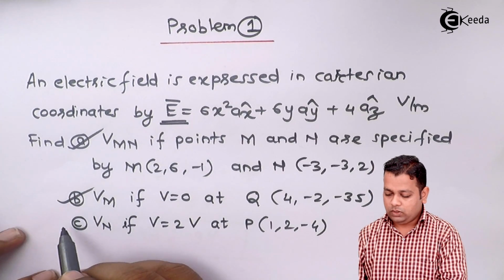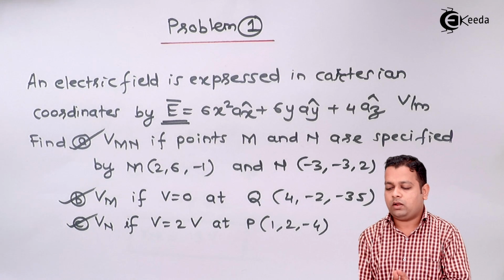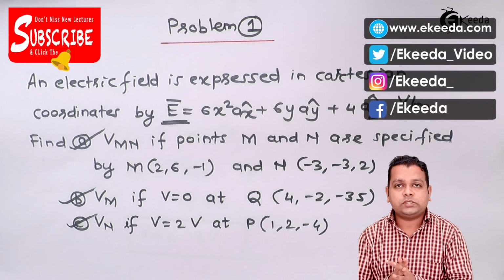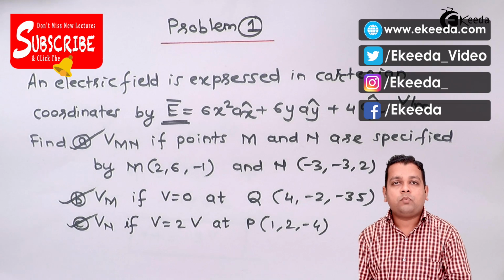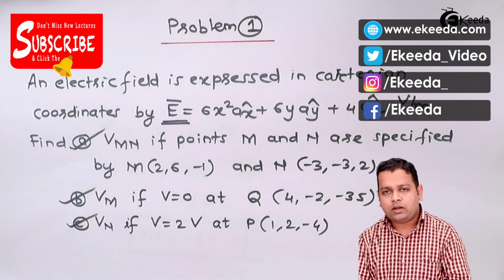So this way we are covered with part C. For the given electric field intensity vector, we are now able to get the values of potential difference between the points M and N, and the absolute potential at a certain point M and at the point N.